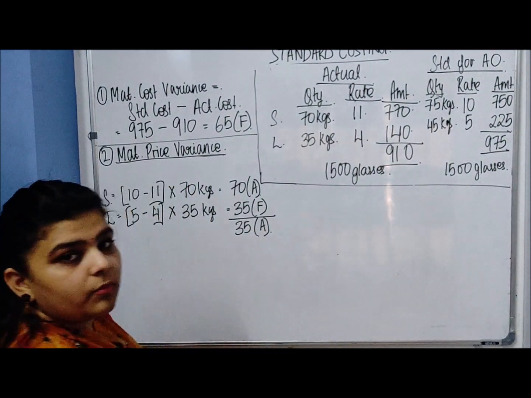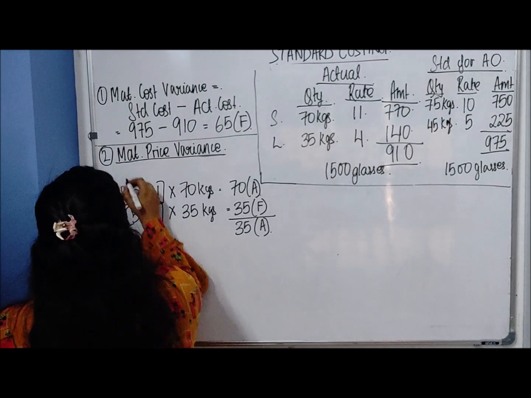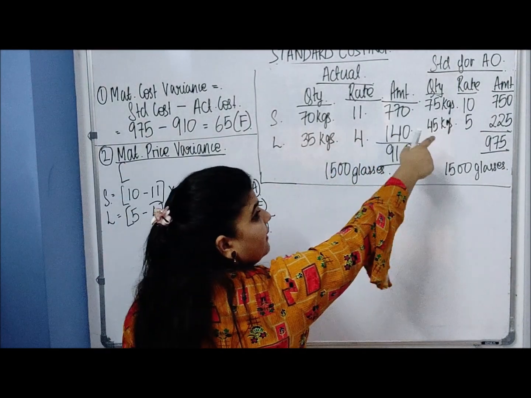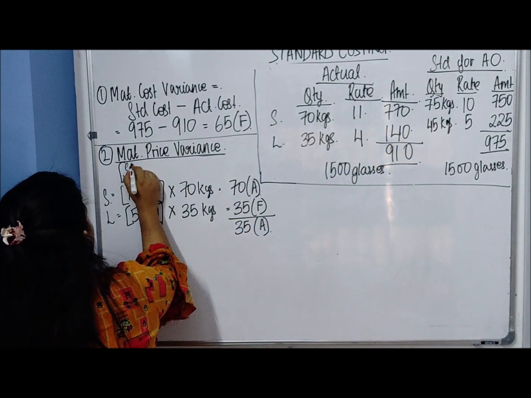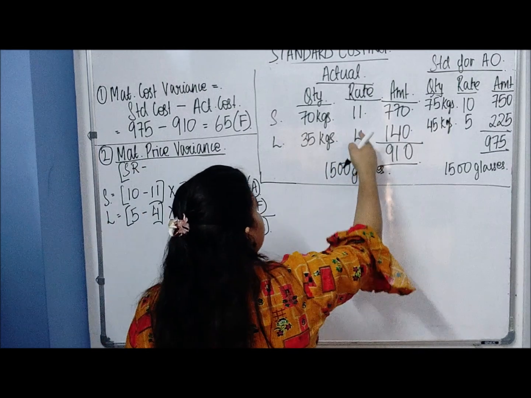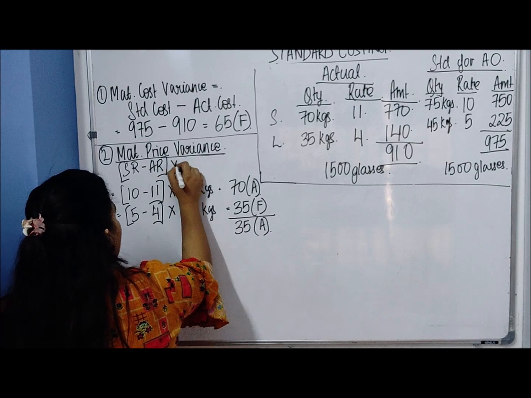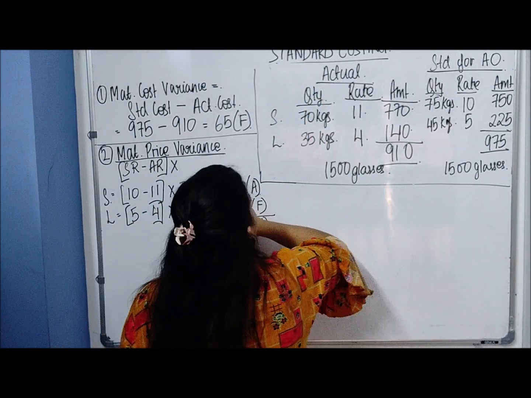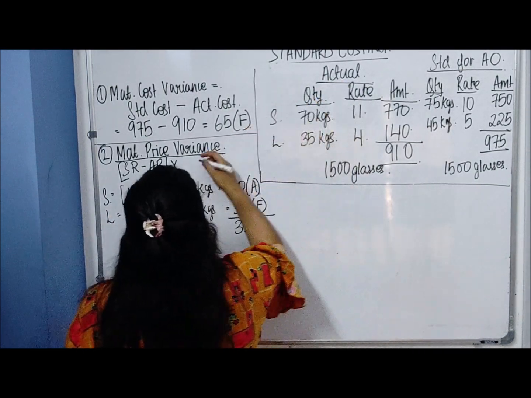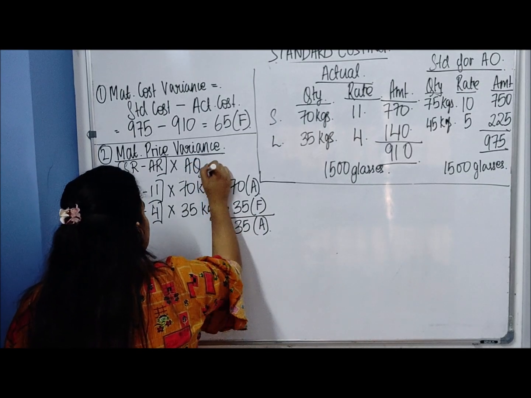Now, can you derive the formula from this? The formula would be, what is 10 and 5? 10 and 5 is my standard rate. Minus, what is 11 and 4? 11 and 4 is my actual rate. Into, what did I multiply it with? What is 70 and 35? That is the actual quantity.